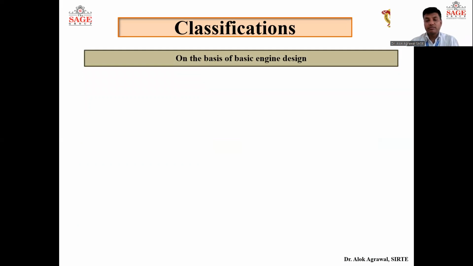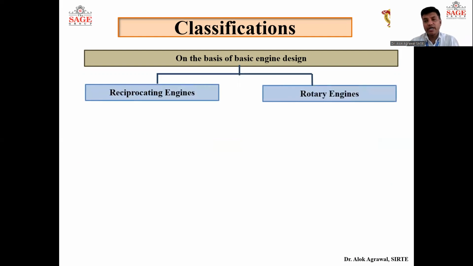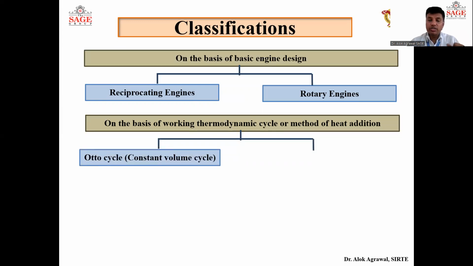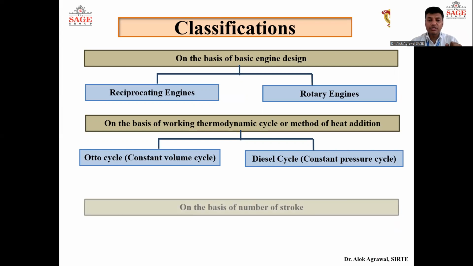And on the basis of basic engine design, internal combustion engine is classified as reciprocating engine and rotary engine. Reciprocating engines are engines where the moving part reciprocates, whereas in rotary engine, the moving part rotates. That is the difference. Again, on the basis of thermodynamic cycle, or we can say on the basis of method of heat addition, this is classified as either Otto cycle or diesel cycle. Otto cycle is also called constant volume cycle, whereas diesel cycle is also called constant pressure cycle.